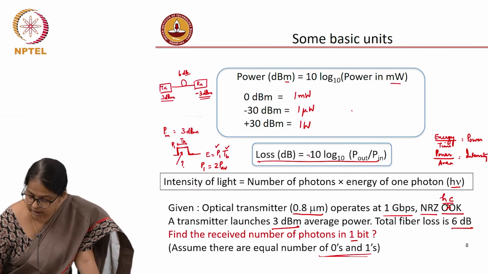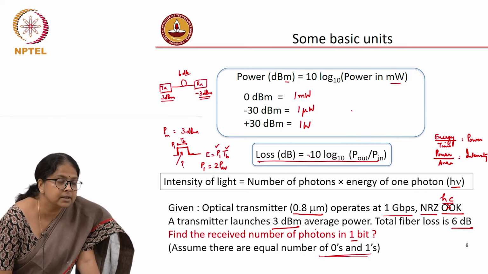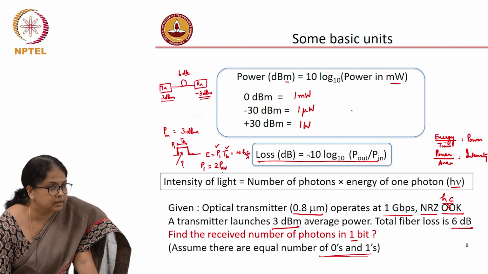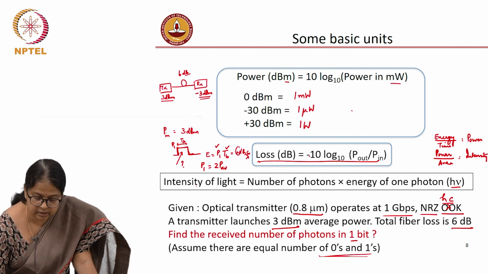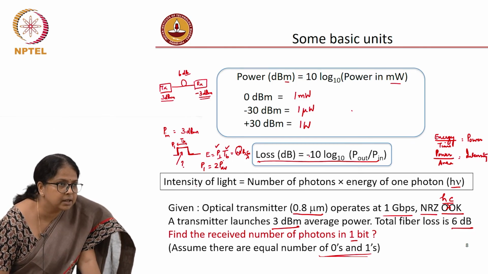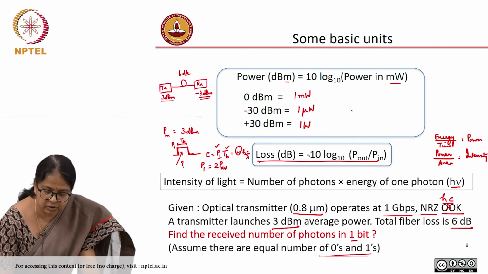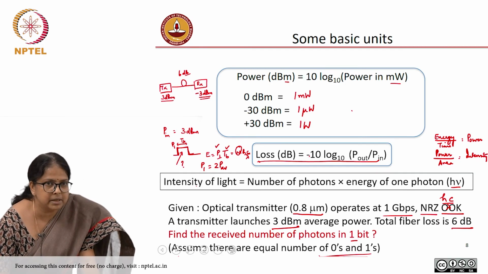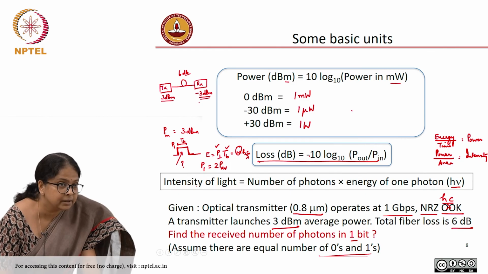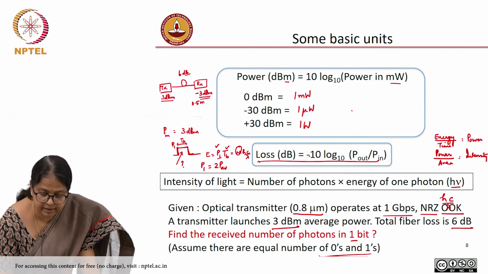And once I know the energy, I know the number of photons, because number of photons times h nu, or hc by lambda, is total energy. So I can find out the number of photons. Of course, you have to remember that this P1 now needs to be substituted in linear units, because you are multiplying power with time. So now what is minus 3 dBm? 0 dBm is 1 milliwatt. Minus 3 dBm would be 50% of that. So this would be 0.5 milliwatt, or 500 microwatt.